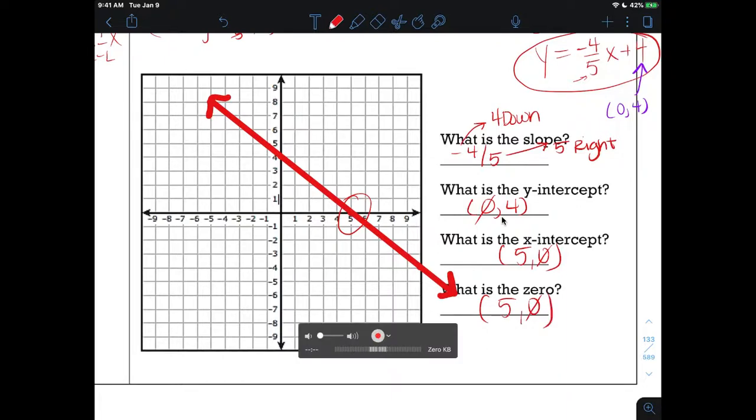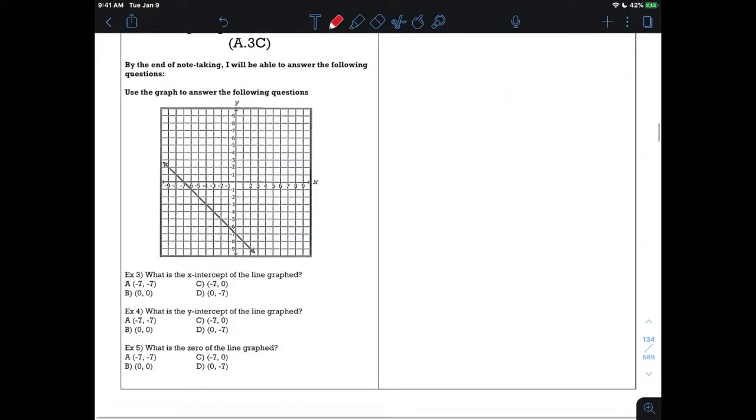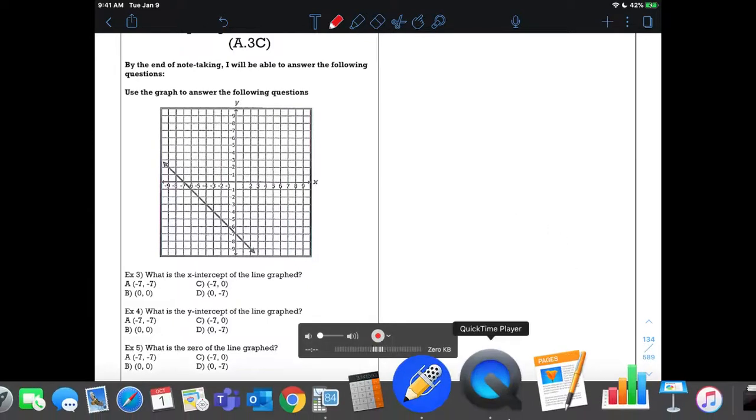Okay, so now that we have that, I want you guys to go ahead and take a look at this. All you're doing is identifying each one of these. We're going to go over our answers next time. Thanks so much for paying attention.